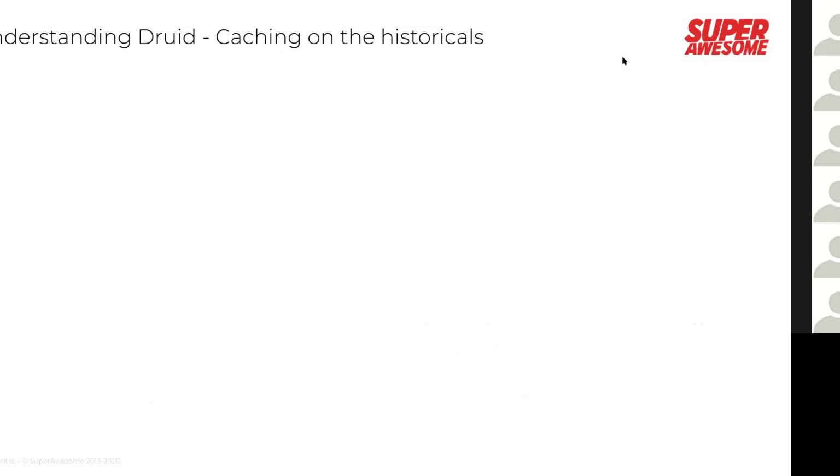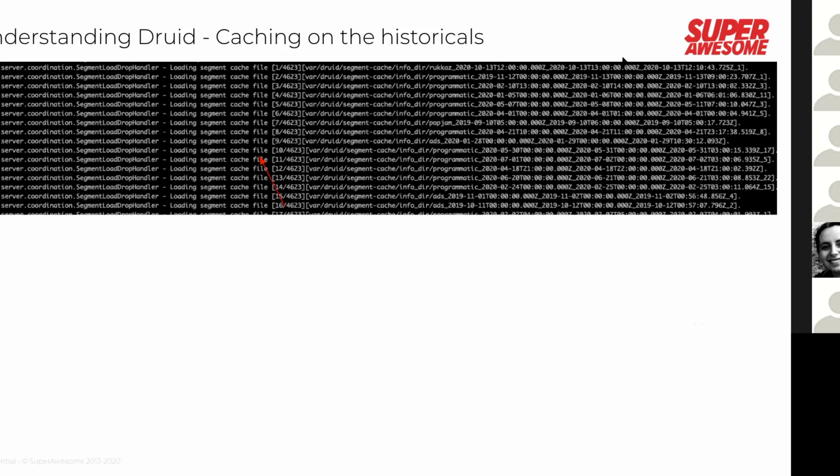So it's good to know, but in practice, you would attach a disk to your middle managers or to your historical nodes. So what would happen on the historicals when you start the historical node and there's already some data on the disk, is that Druid would read that data and it would basically load all the segments that are already on disk before registering itself with the coordinator.